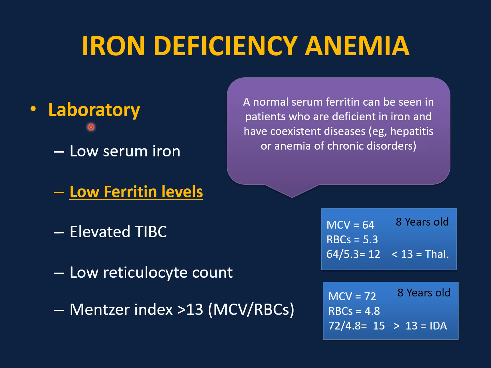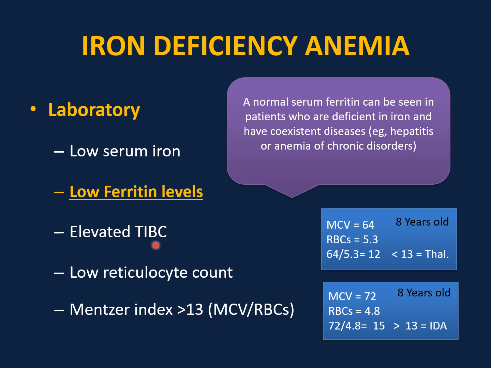Classic laboratory findings in cases of iron deficiency anemia: of course, low serum iron, and low ferritin level. This is the best and most reliable test. When the ferritin is low, this is diagnostic for iron deficiency anemia. But when the ferritin is normal or high, it is no longer a reliable test for iron deficiency anemia, because it can be elevated with a coexisting condition like hepatitis or anemia of chronic disease.